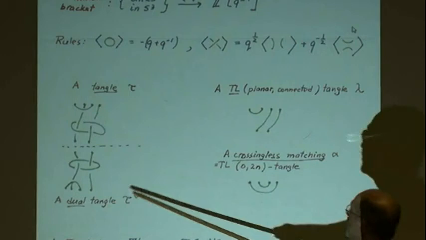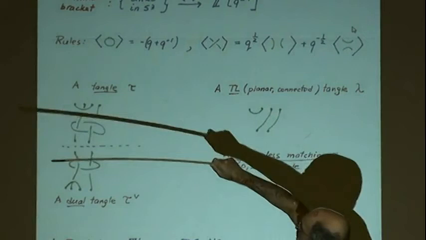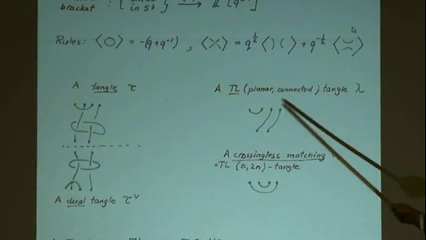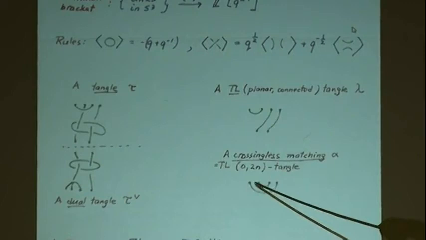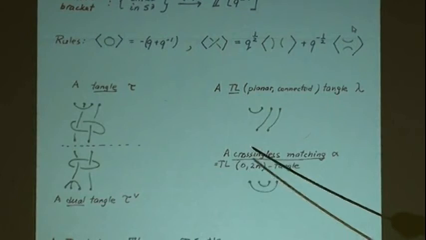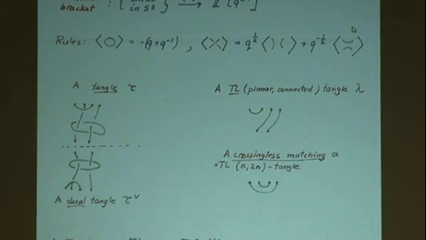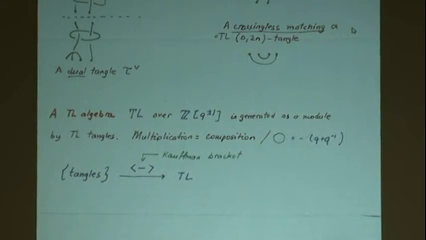We'll also use the dual tangle, which is its mirror image with respect to this mirror. And we will be using what I call Temperley-Lieb tangles, or TL tangles. These are planar connected tangles, meaning no disjoint circles, like this. Among those, particularly important for us will be TL tangles of type 0 to n, which are also called crossingless matchings. So the Temperley-Lieb algebra is the algebra generated by Temperley-Lieb tangles.